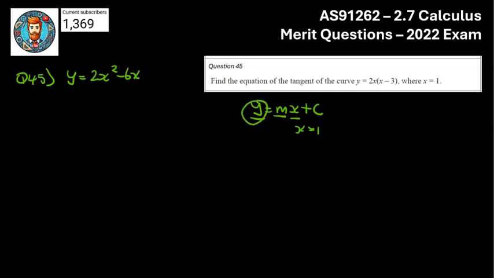Y is going to be easy to figure out because I can just substitute that into my original function. But m, I'm going to need a gradient function to figure that out. So let's find one of those. So let's differentiate y to get y dash. So it's going to be 4x minus 6.